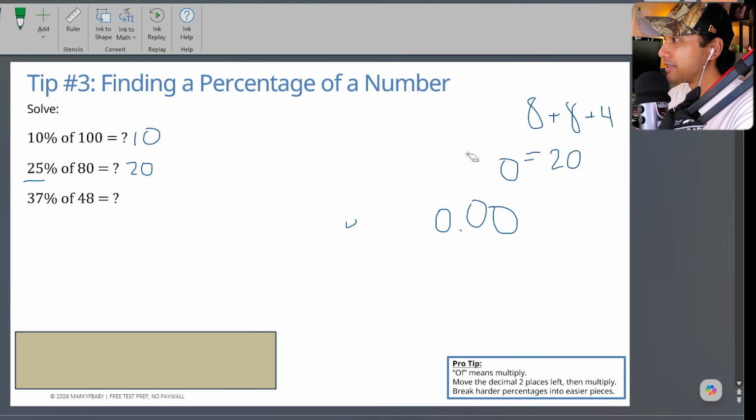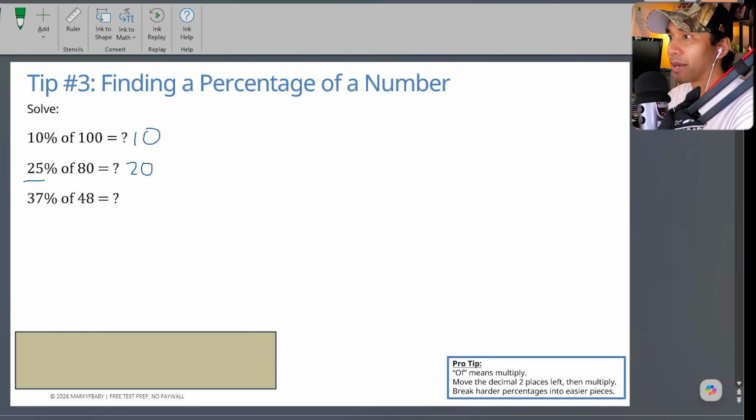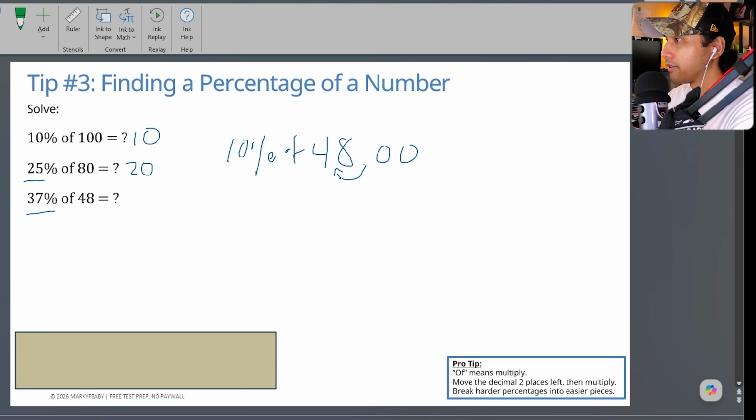All I'm doing is breaking down the percentages, or all I'm doing is using 10%. That's really it. And then this one, 37%, okay? What is 10% of 48? 10% of 48 is just move the decimal spot. Now 10% of 48 equals, I was going to put a dollar sign, 4.8, right?